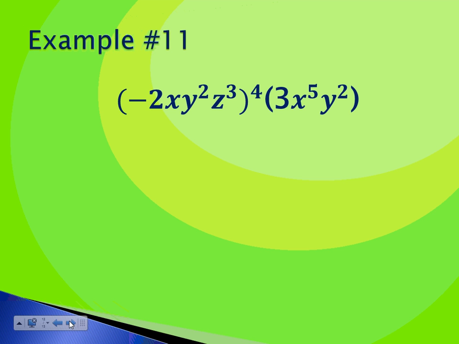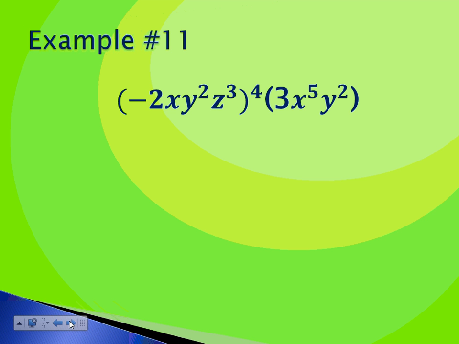So which ones do you see up here? Both. Very good. Everybody agree? We see the first one being raised to the 4, and so the 4 is going to go to everything. And then both of these are side by side, so they're being multiplied. The question is, which one do you do first?